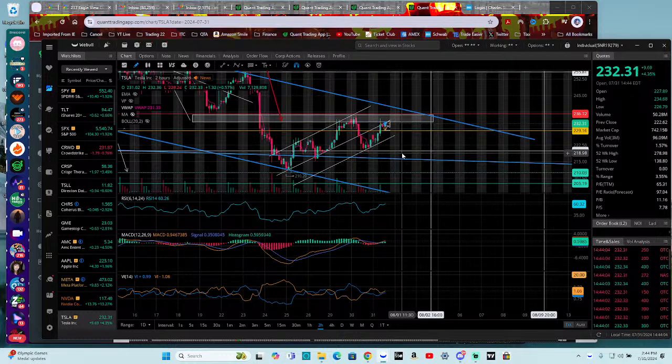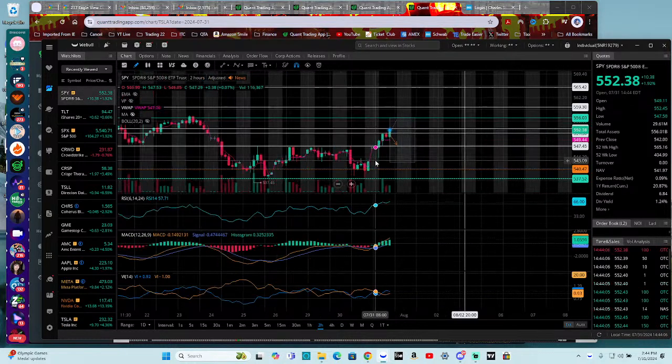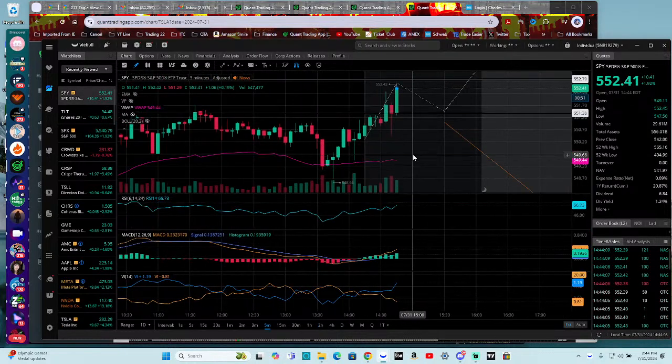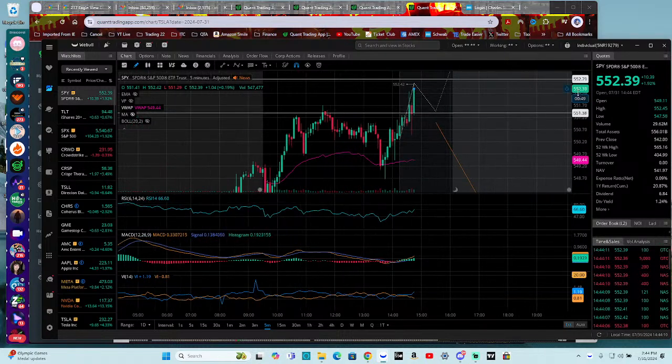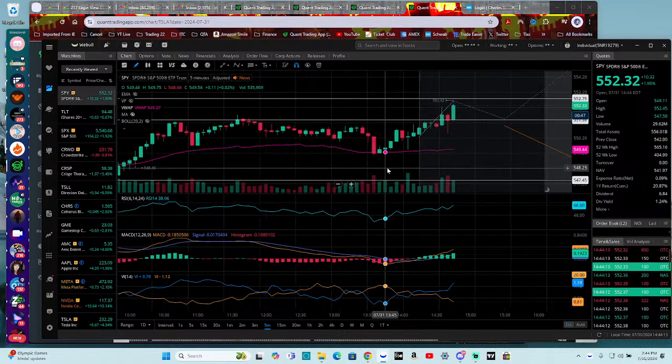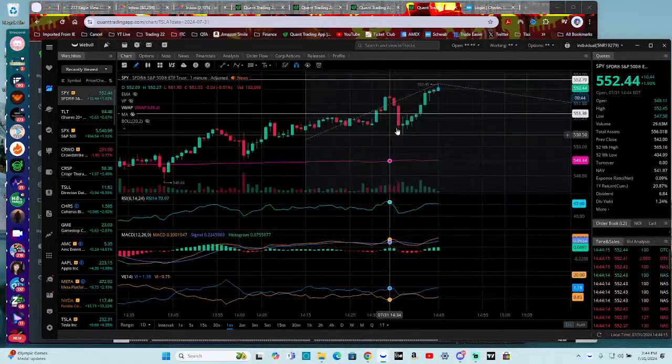So Powell is reading through his data, or his tone, right now. We've made a new high. And let's see how this looks in the lower one.